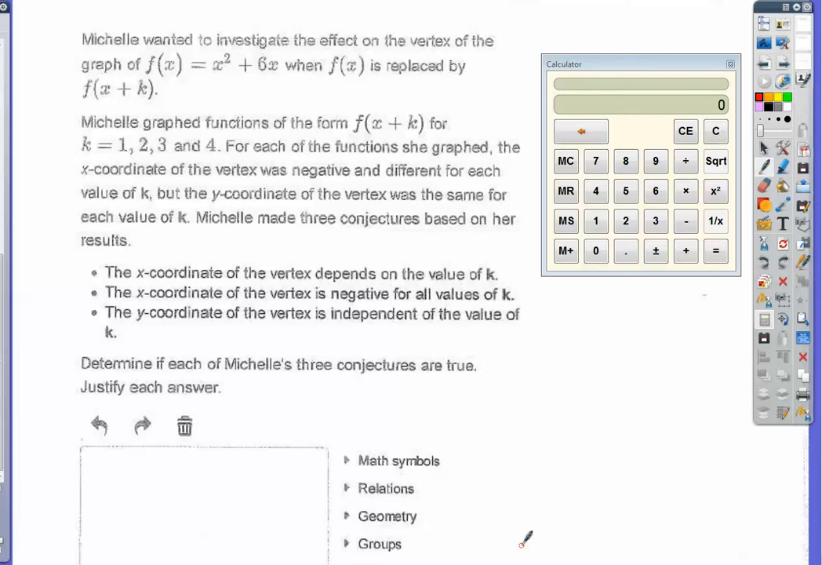So Michelle wanted to investigate the effects on the vertex, and we talked in class that the vertex is a synonym for the minimum or the maximum. So I'm going to make a note, min/max of the graph, f of x, and remember that f of x is just a fancy way of saying y, no big deal. And the graph of f of x is equal to x squared plus 6x.